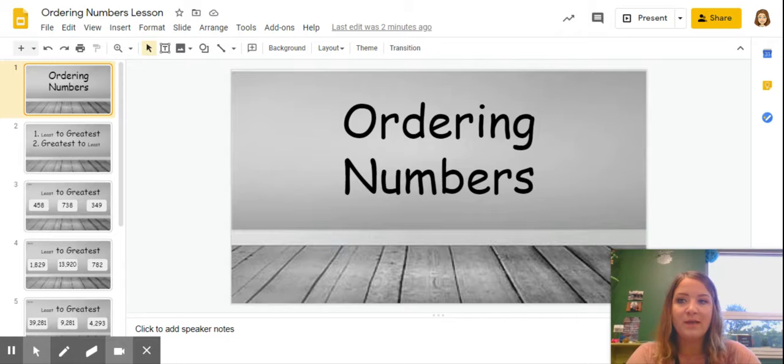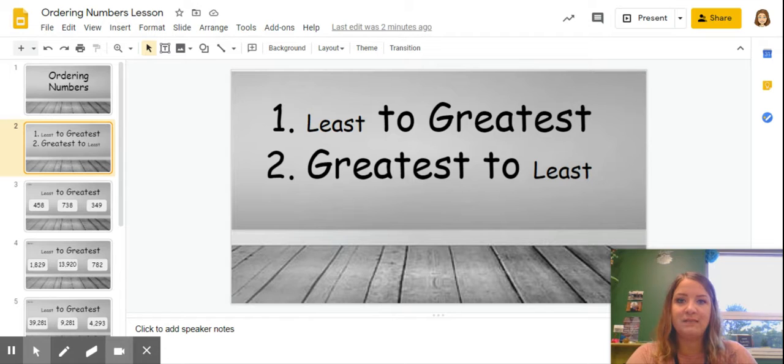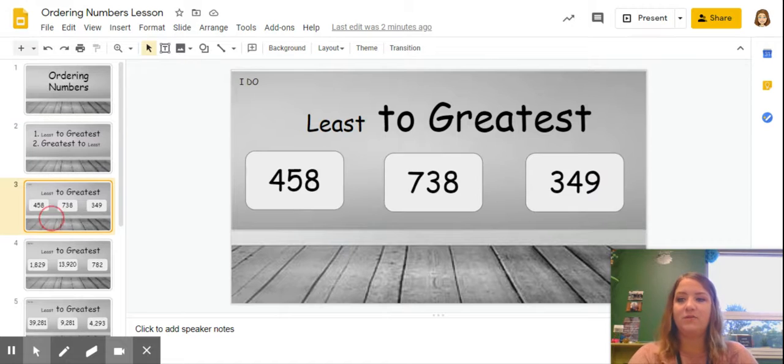There are two major ways that we can order numbers. The first way is from least to greatest, and the second way is from greatest to least. We're going to practice finding the least to greatest first. So I want you to watch as I do this.